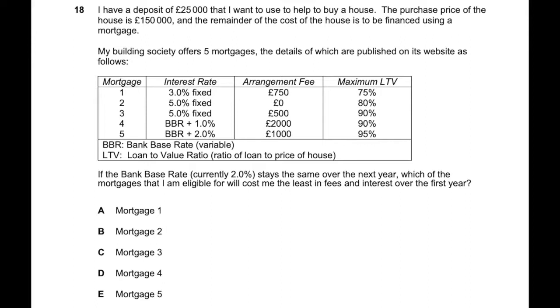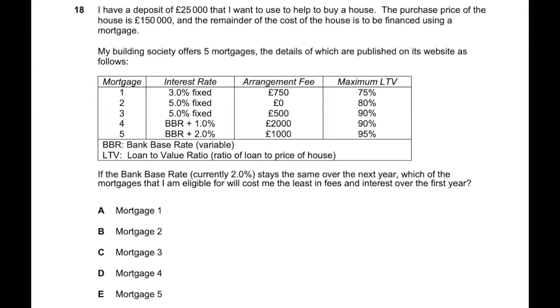£125,000 as a percentage of the total price of the house is £125,000 divided by £150,000 multiplied by 100, which equals 83.3%. Therefore, the only mortgages that are available to us are mortgages 3, 4 and 5.